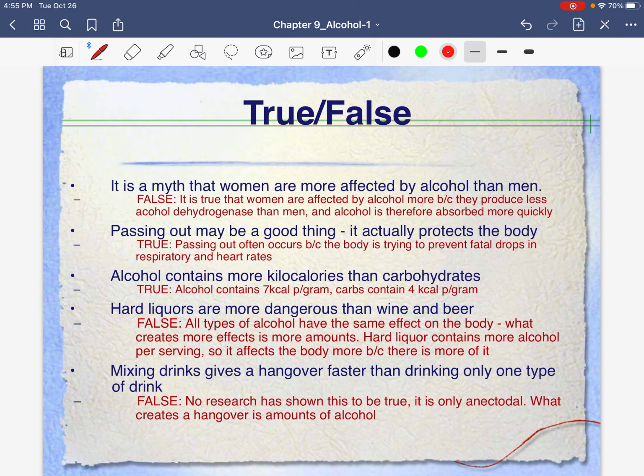Here are our true and false to end this chapter. Is it a myth that women are affected more? No, that's actually true. Women are affected more by alcohol because they produce less alcohol dehydrogenase. Talked about that. Passing out may be a good thing. That's true. Remember, this is a way that the body can help to protect itself. Alcohol contains more kilocalories than carbohydrates. Yes, it does. 7 kilocalories per gram versus carbs.